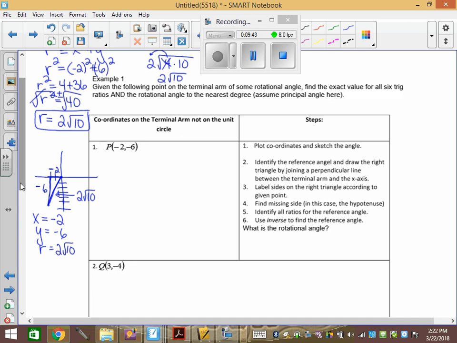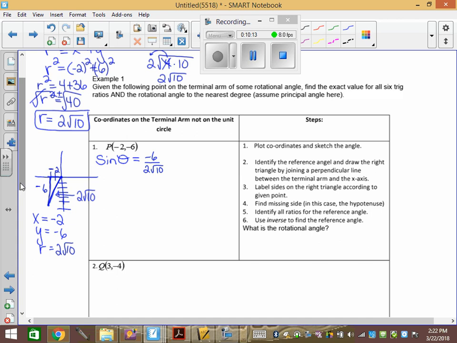Okay, let's do sine first. Right now it's sin. What do I have to put beside it so it's sine? Theta. Sine theta is going to be -6 over 2 root 10, which is fantastic, although we always have to rationalize our denominator.